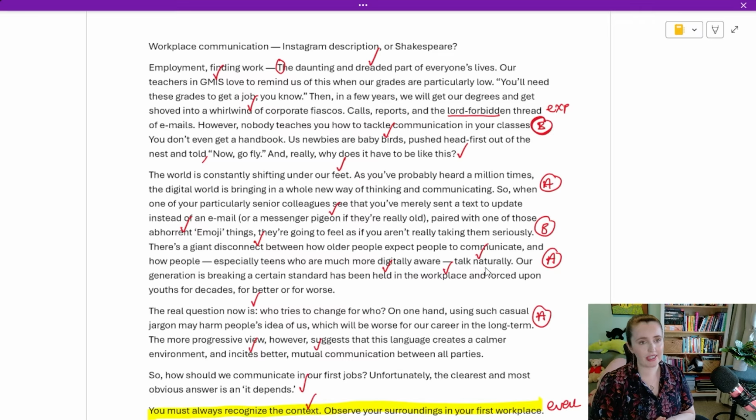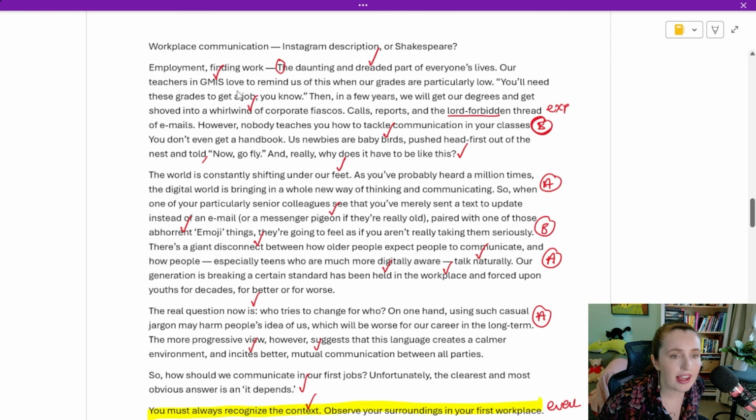So this one comes from Lily. She says, workplace communication, Instagram description or Shakespeare, employment, finding work, the daunting and dreaded part of everyone's life. Our teachers at GMIS love to remind us of this when our grades are particularly low. You'll need these grades to get a job, you know. Then in a few years, we will get our degrees and get shoved into a whirlwind of corporate fiascos. Calls, reports, and the Lord forbidden thread of emails. However, nobody teaches us how to tackle communication in your classes. You don't even get a handbook.